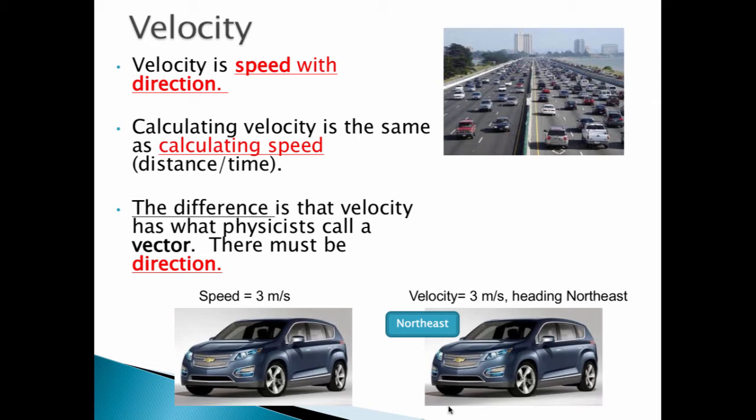So, for example, where you have this card that is speed 3 meters per second, this one is 3 meters per second heading northeast. That direction takes that speed and turns it into velocity.